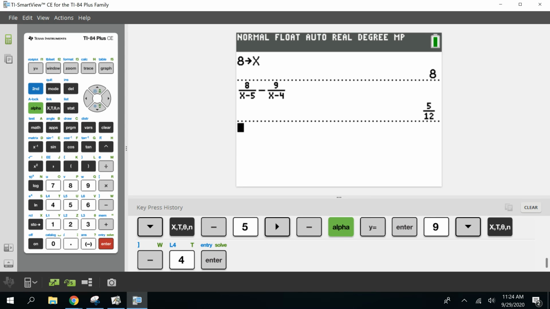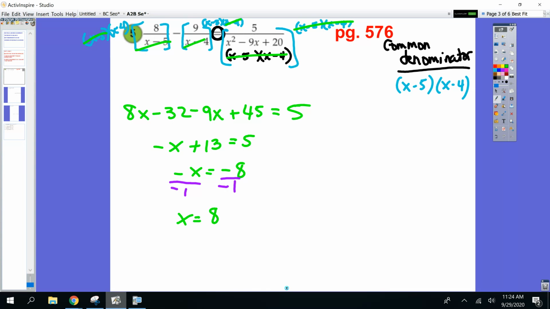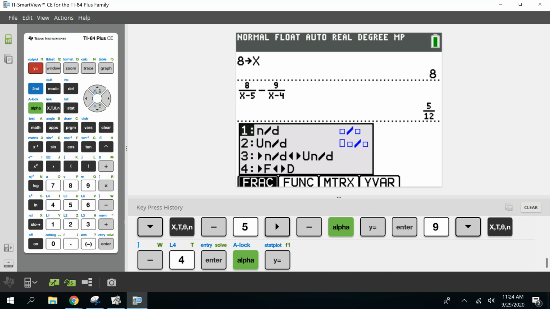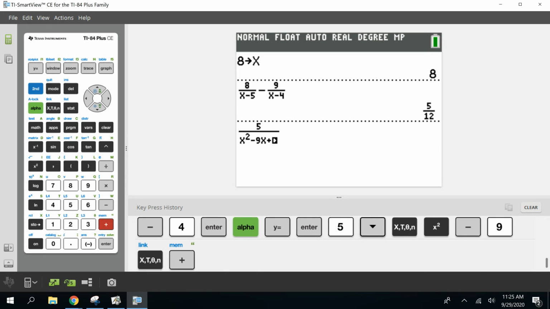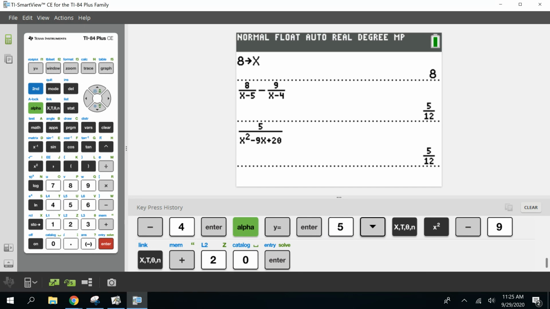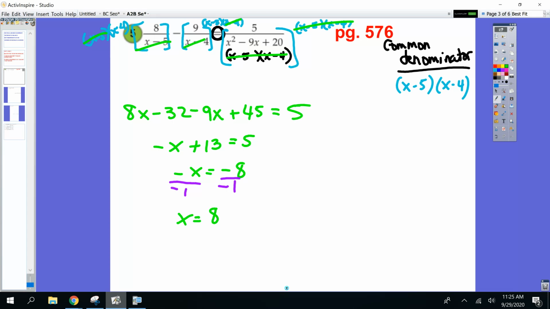I want to make sure now, plug in the right side, and it should also equal 5/12 if we're good. So 5 over all of that. So here we go. 5 over x squared minus 9x plus 20. Cross your fingers. 5/12. Good deal. So 8 is our answer.